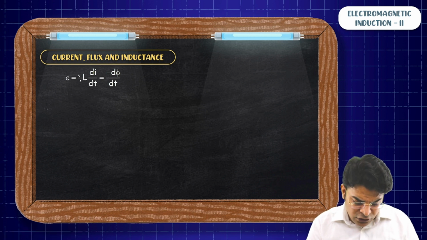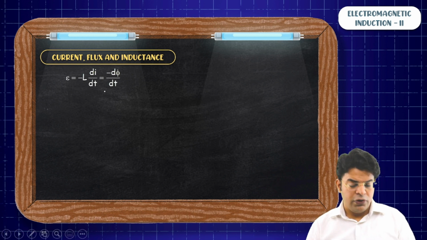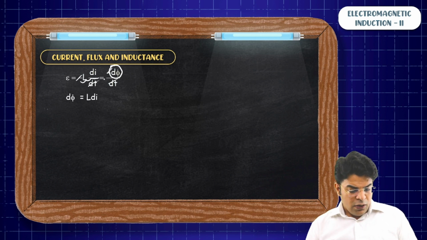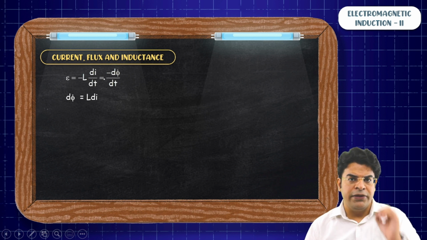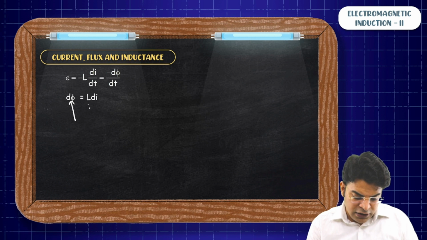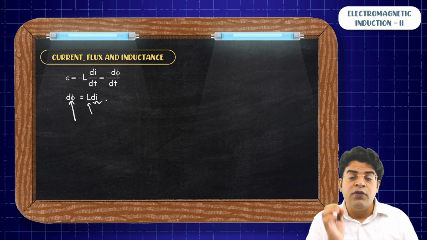So we can cancel out this minus and dt and dt. And once we have cancelled them out, we can see that dφ equals L dI. What is the meaning of dφ equals L dI? The infinitely small flux linked with the coil equals the inductance of the coil times the infinitely small current flowing through it.